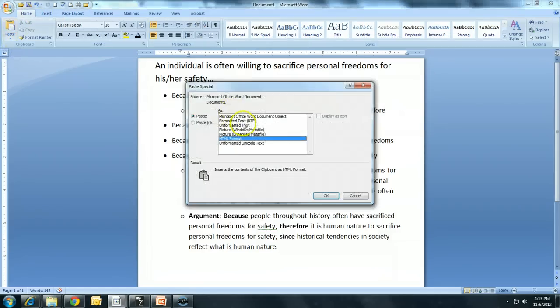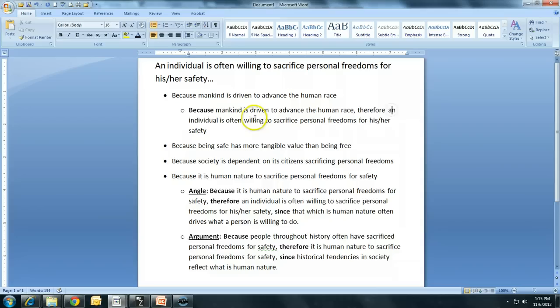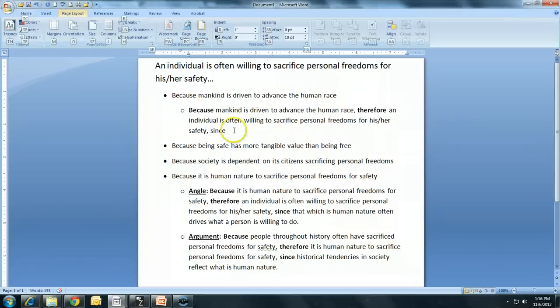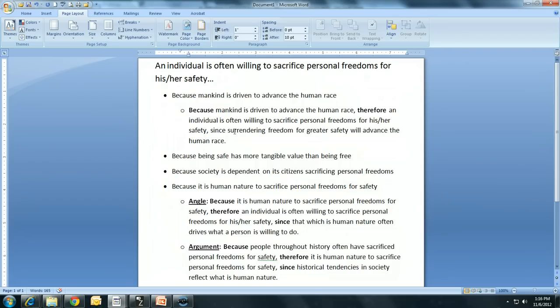therefore, an individual is often willing to sacrifice personal freedoms for his or her safety, since, let's see, what is my underlying logic here? Because mankind is driven to advance the human race, therefore an individual is often willing to sacrifice personal freedoms, since surrendering freedom for greater safety will advance the human race. That's the logic that I'm operating on if I use this claim.